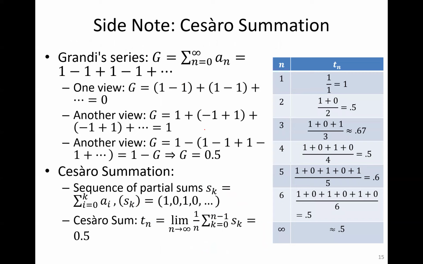So how do you get the Cesaro sum? Here's the Grandi series. What is the sum of this infinite sequence? One view is that it's 0, by grouping this way. Another view is that it's 1, by grouping this way. Another view is that you can write it as 1 minus itself, so it's 0.5. They all seem reasonable, but which one is correct?